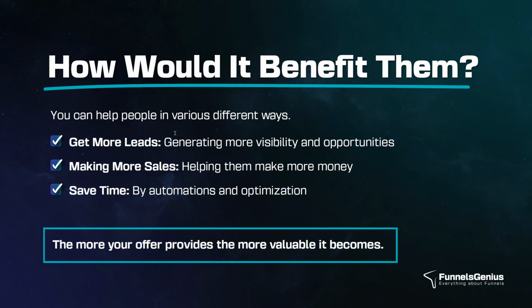So you can help people in various different ways. For example, you can help people get more leads by generating more visibility and opportunities. You can help people make more sales, helping them make more money, increase their revenue. You can help people by saving them time, by doing automations, by optimizing their process, all these things, by doing the funnels for themselves, right?